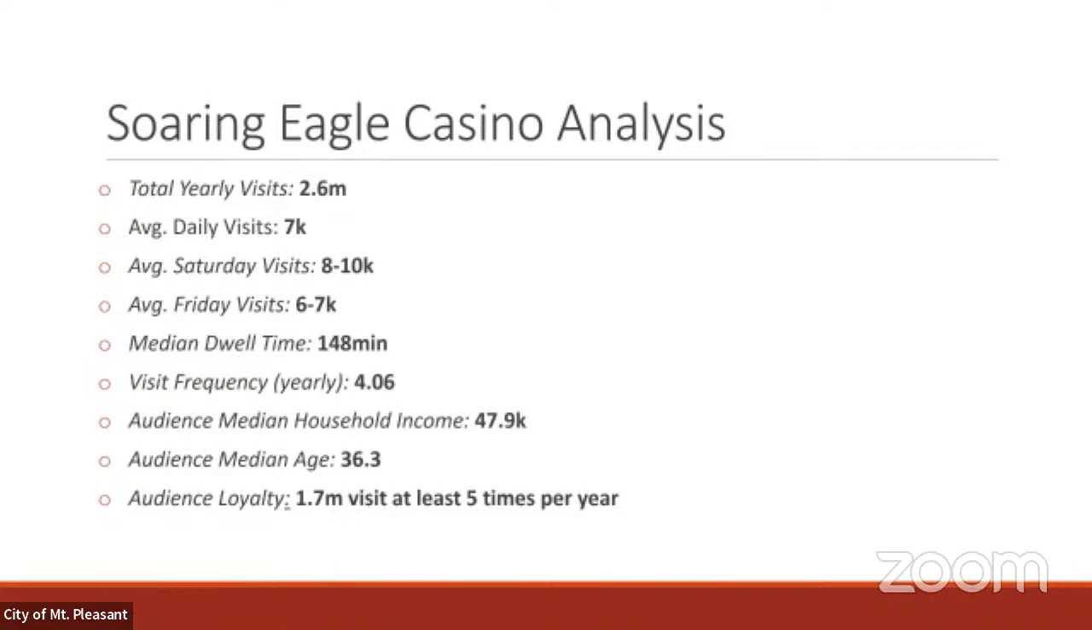These are just a list of statistics we took from Soaring Eagle. They have around 2.5 million visitors a year, around 7,000 average daily visits. We looked into Saturday and Friday too, because those are their busiest days, which were around 8,000 to 10,000 and 6,000 to 7,000. Then a couple other little things. The yearly visit frequency was around 4, so that's your customer loyalty. Most people are visiting about 4 times a year. And then we also saw that the audience median age was around 36.3. So they're not necessarily getting just college kids, and they're not necessarily just getting older people, but a very well-rounded crowd, honestly, is going there.